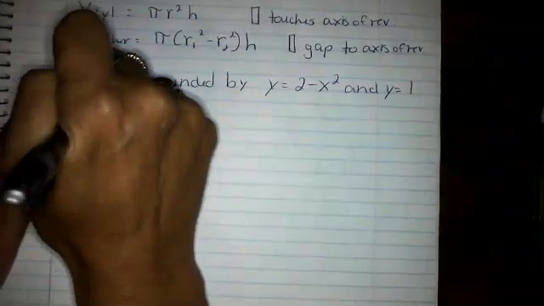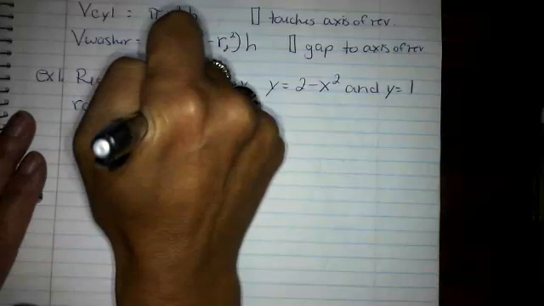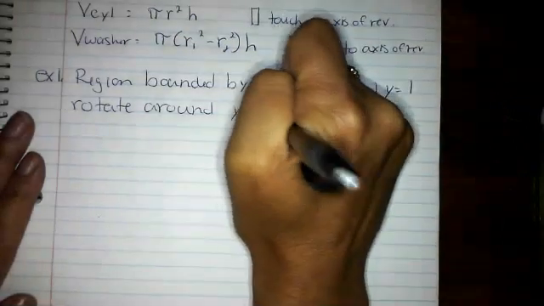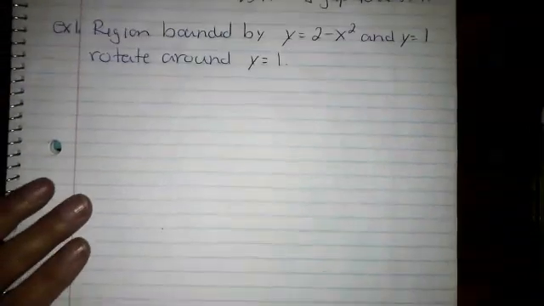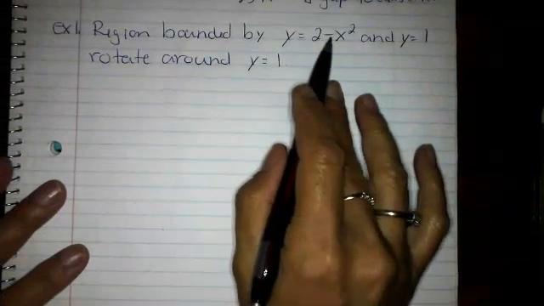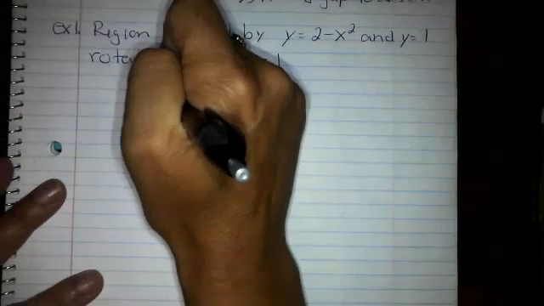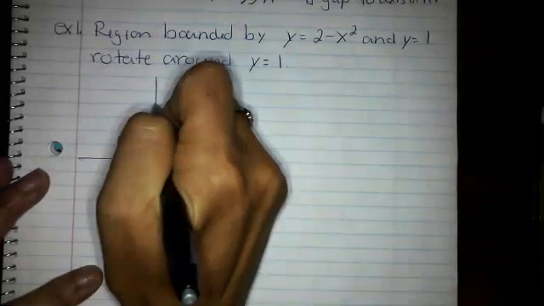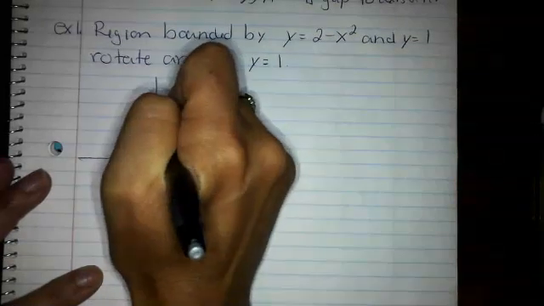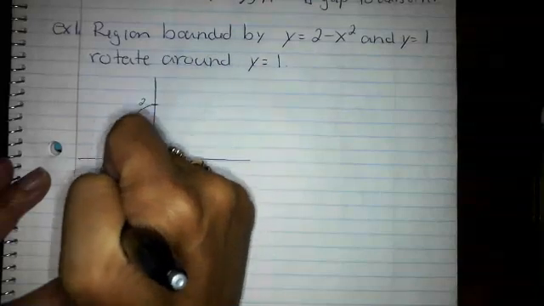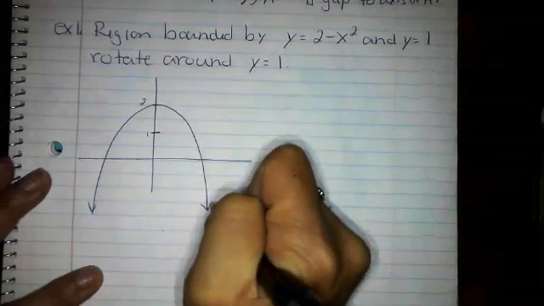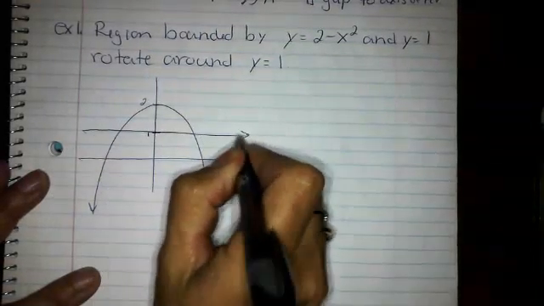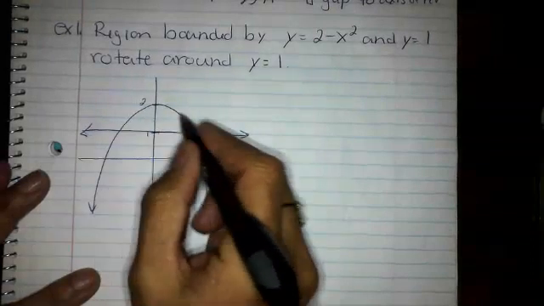And we are going to rotate around y equals 1. So graphs are big on all of these. So this here I know is an upside down parabola, vertex up at 2. So I'm just going to make this my 2. This is going to be 1. This is going to be 2. Then I've got the horizontal line y equals 1. And then, so here's my region that's fenced in.